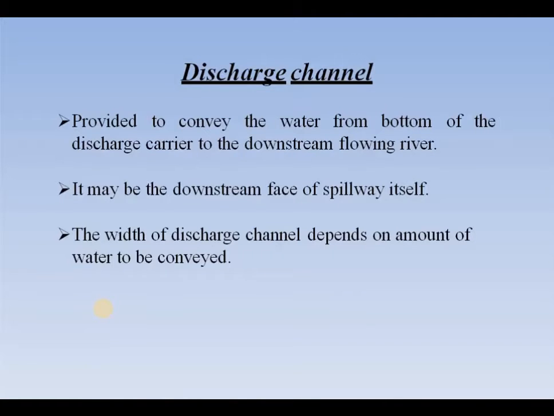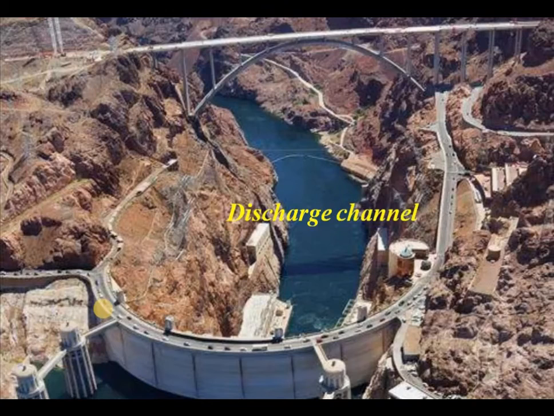After that is the discharge channel. The discharge channel is provided to convey the water from the bottom of the discharge carrier to the downstream flowing river. It may be the downstream face of a spillway itself. The width of the discharge channel depends on the amount of water to be conveyed. We will construct the discharge channel according to how much water we need to convey, right? So you will see a figure. This is the figure of the discharge channel.